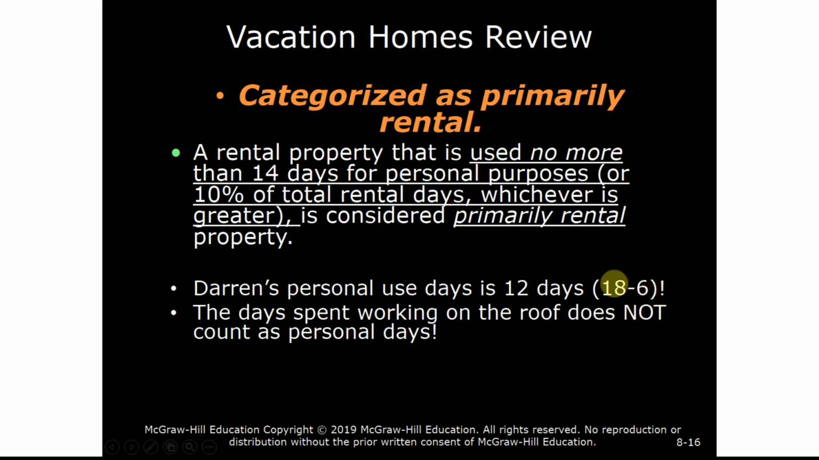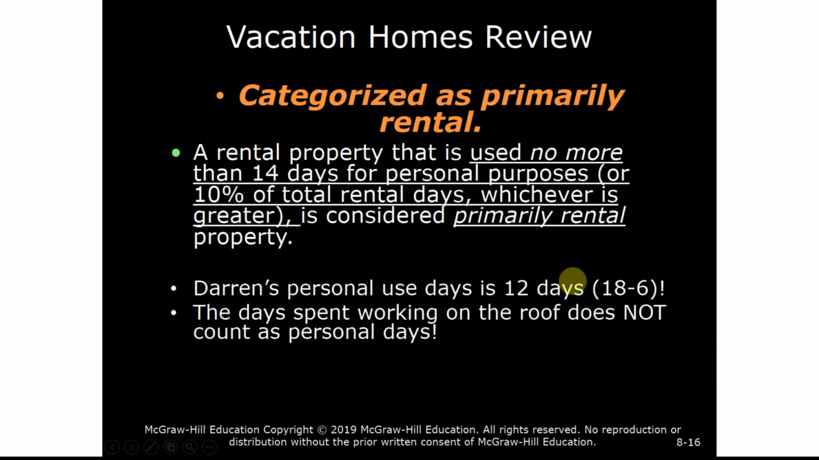So as we said earlier, if you repair the vacation property, and you rent it out for part of the year, then those days spent repairing are not considered personal. Therefore, the personal days in this case would be the total of 18 used, minus 6 days of those which are used to repair the property. We don't count those as personal use. Therefore, the personal use for Darren was only 12 days. And since 12 is less than the greater of 10% of rental days, or 14 days in this case, this property is primarily rental.